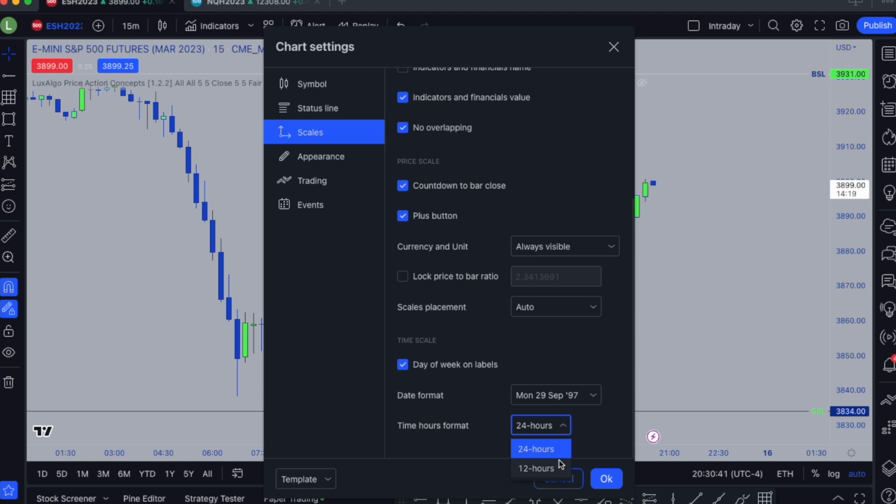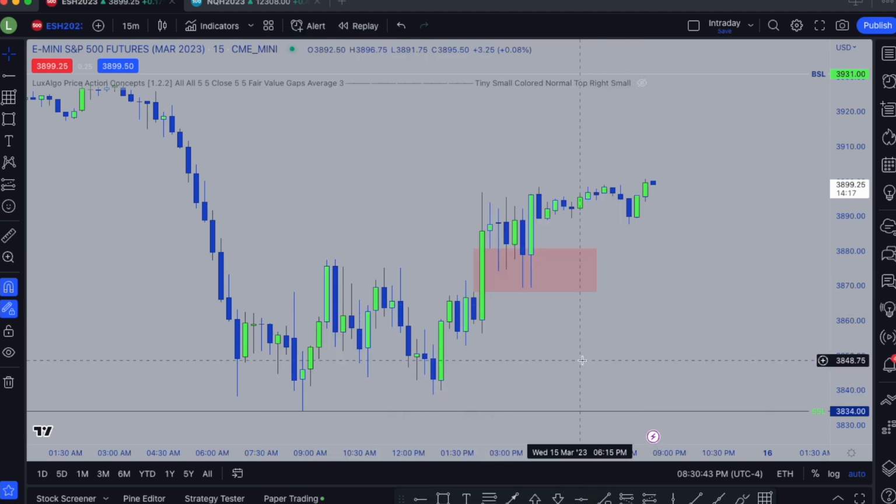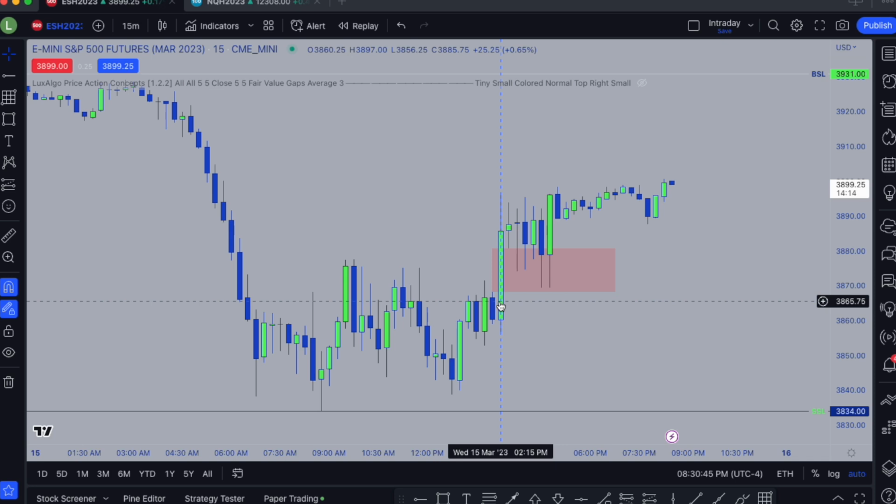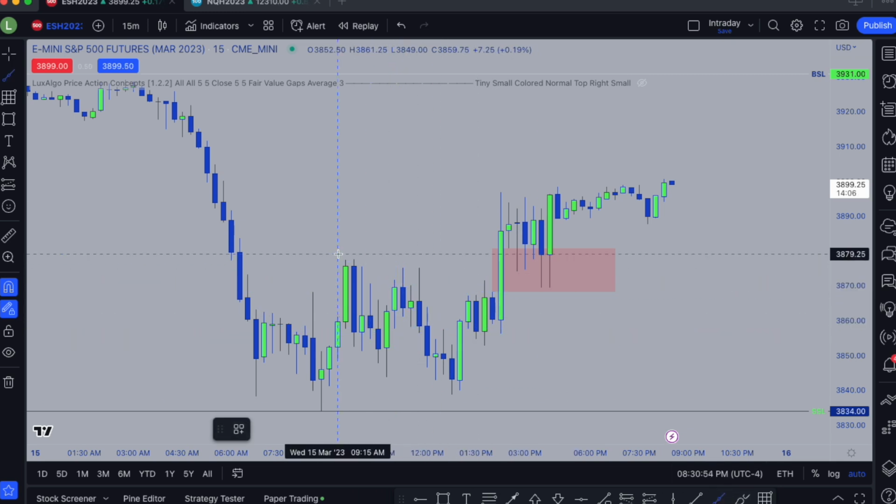I want my time in 12 hours because I'm not doing military time. Here we go, 2:15 p.m. I see price shoot up and break structure, and that is just like an obvious sign. And so this is what I would consider breaking structure. You have high, low, high. This is a structure. Price breaks through that aggressively.